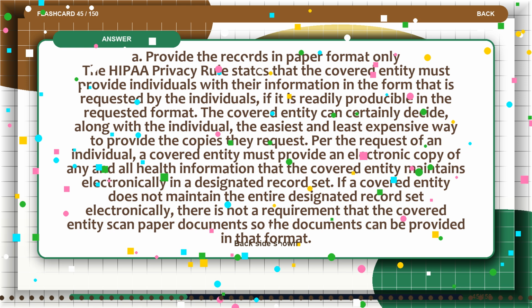they request. For the request of an individual, a covered entity must provide an electronic copy of any and all health information that the covered entity maintains electronically in a designated record set. If a covered entity does not maintain the entire designated record set electronically, there is not a requirement that the covered entity scan paper documents so the documents can be provided in that format.